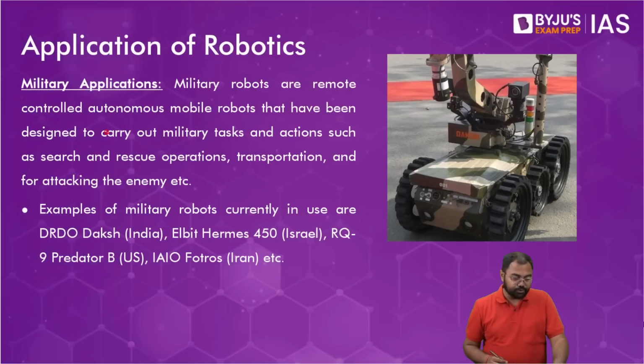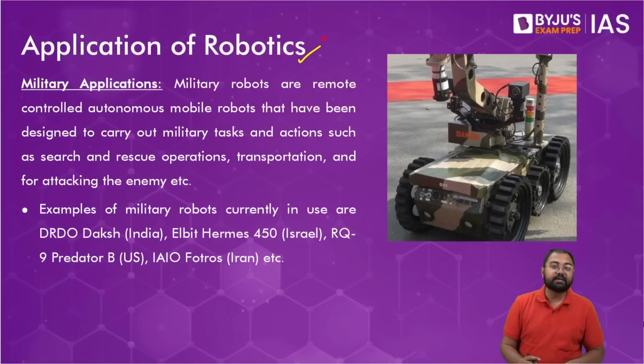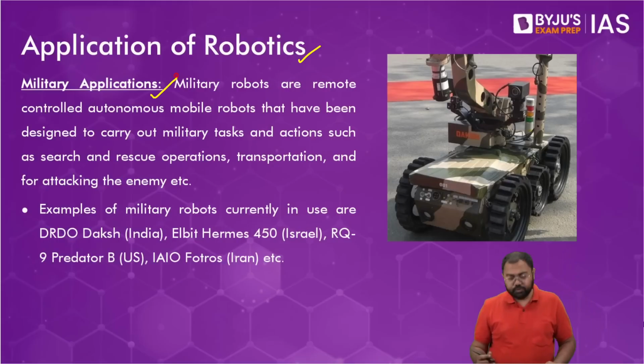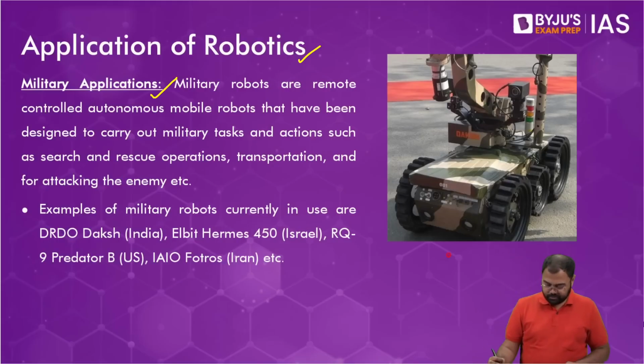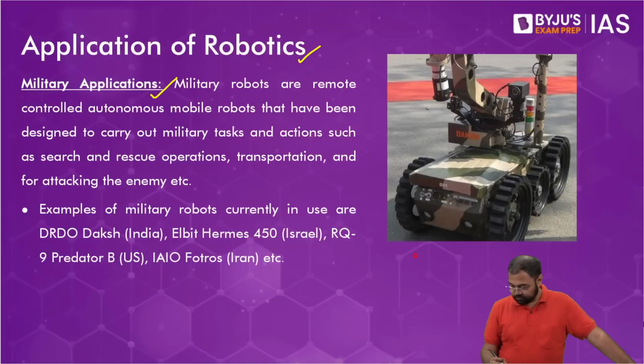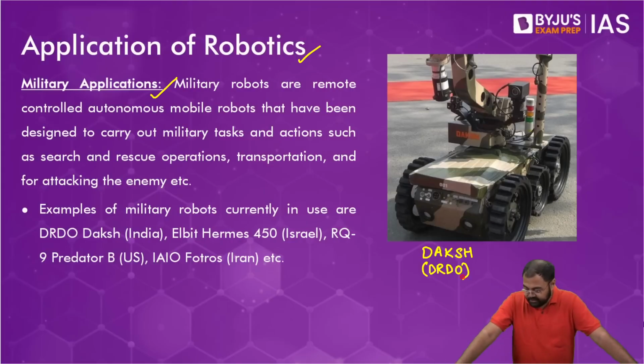Now, when it comes to robotics, we see that there are various different applications of robotics, right? For example, in military applications, if you look at this particular robot, do you know the name of this robot? This is Daksh. The name is Daksh, which has been manufactured by DRDO.